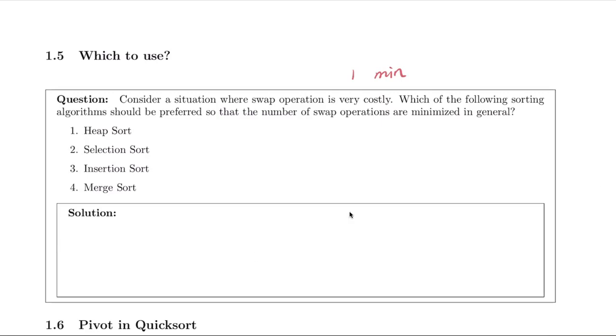Okay, so in the case that the swap operation is very costly, we want to minimize the swaps, right? Heap sort, first of all, I need to heapify the array, correct? Heapifying the array takes a lot of swapping. That is a lot of swapping, and that is the first step.